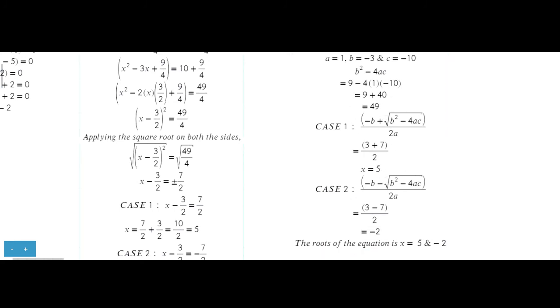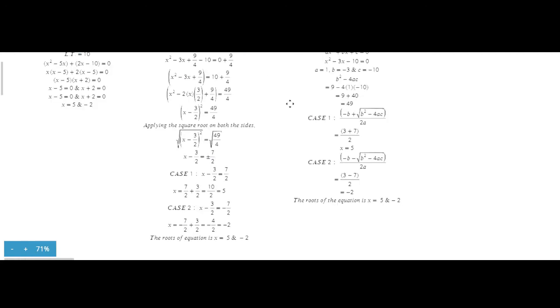So these were the ways by which we are able to find the roots of the equation: by the factoring method, which is pretty simple, by completing the square, which is a bit lengthy but not that difficult, and by using the quadratic formula, the direct formula where you input the values and get your answer.